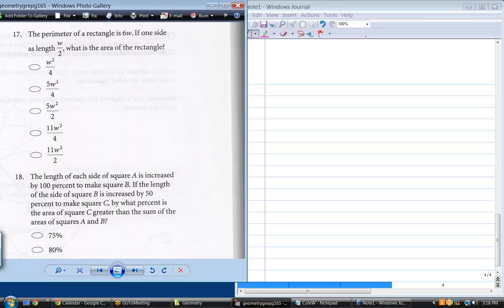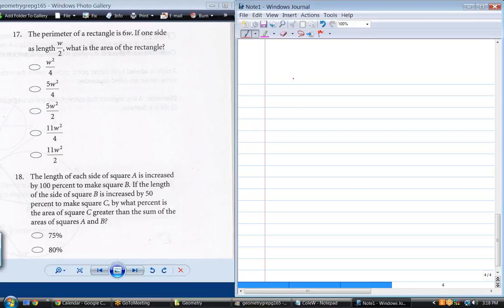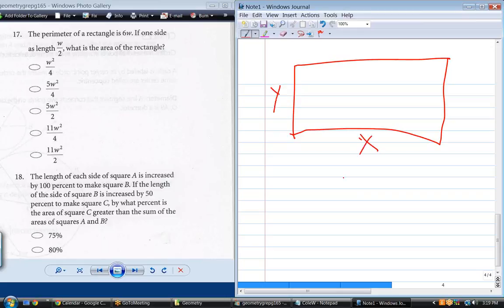All right, let's look at 17. I don't see anything here that's too tough that you shouldn't be able to do. The perimeter of the rectangle is 6w. Well, let's let that be y and that be x.